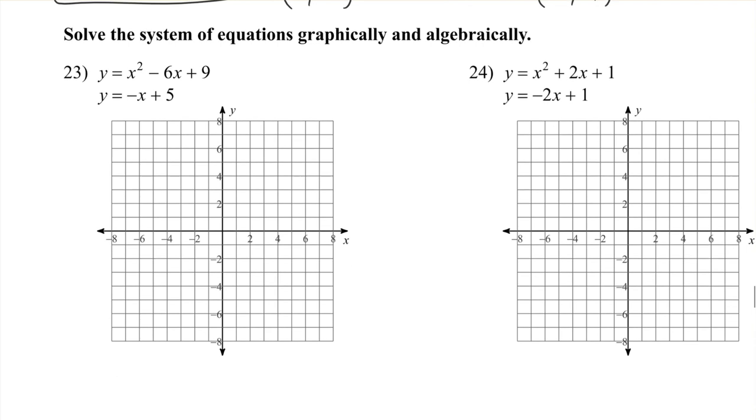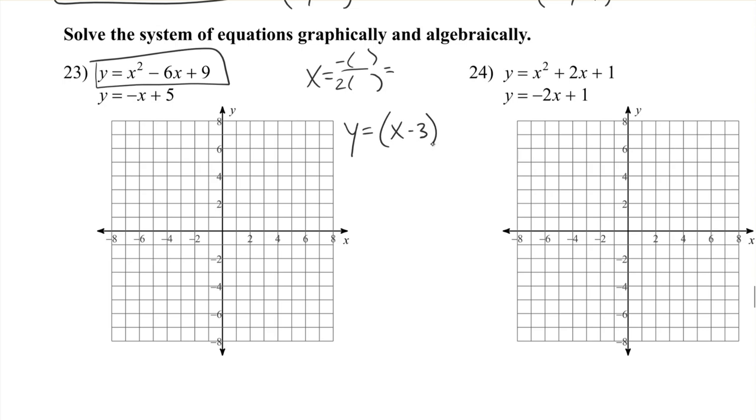23. Solve the system of the equations graphically and algebraically. So, well, x equals -b over 2a. This is a perfect square trinomial though too, right? That's y equals, what's half of 6? 3. 3 squared is 9, so the quantity x minus 3 squared.